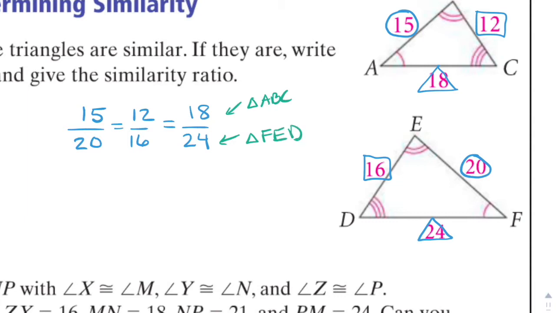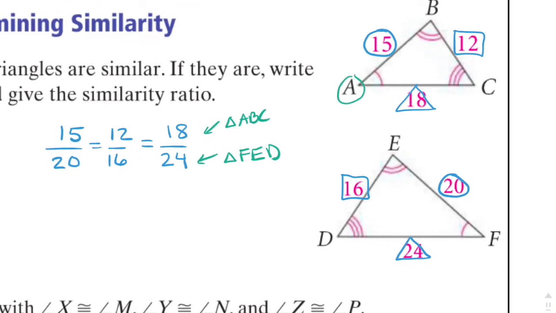Notice I didn't do DEF, I'm keeping the order the same. Because if these are similar, that's the order I'm going to go in. It's going to go A, B, C, and then it'll go F, E, D. It'll match 1, 2, 3, 1, 2, 3 for the tick marks.